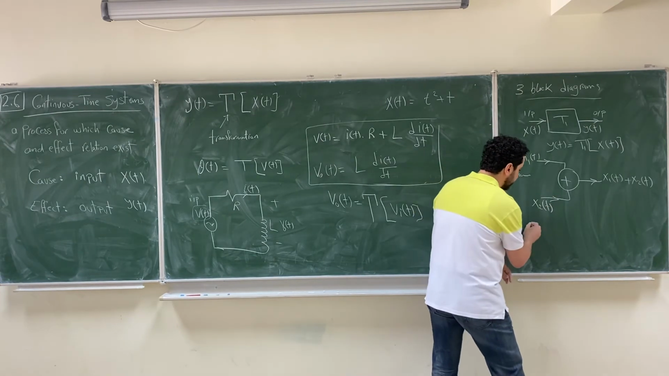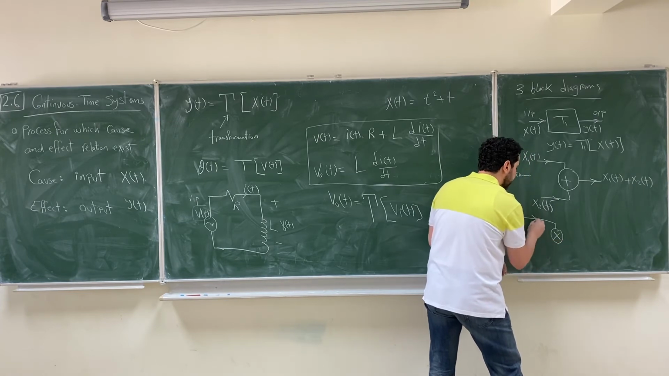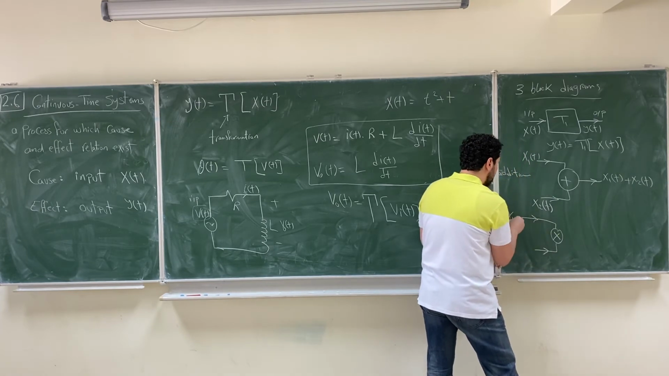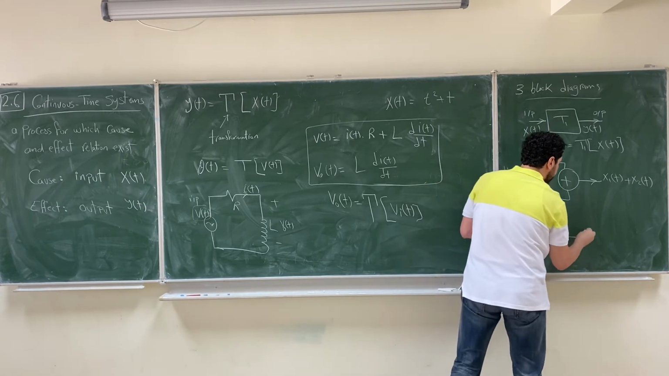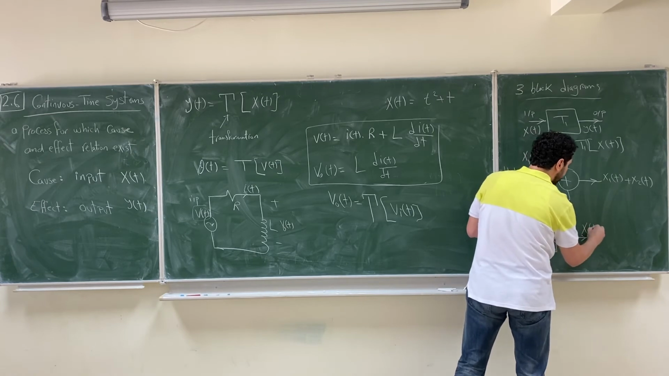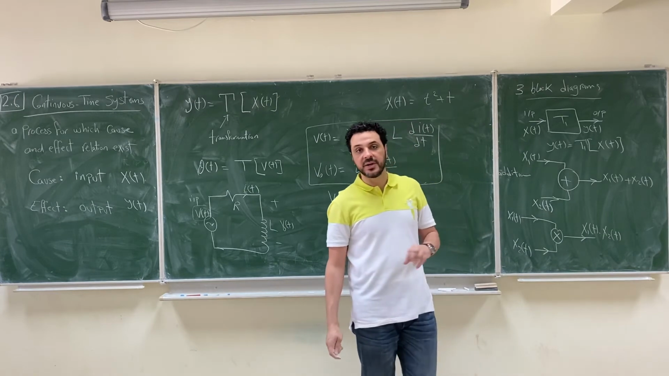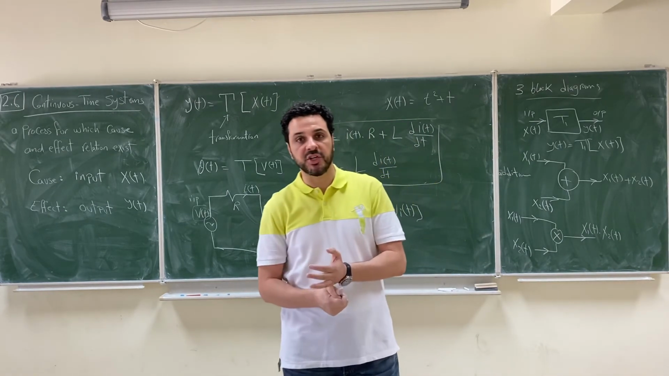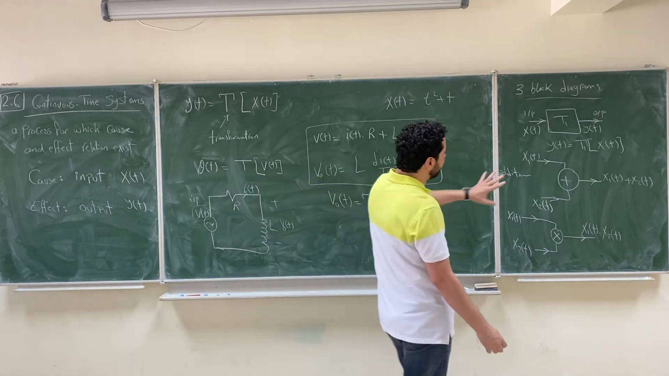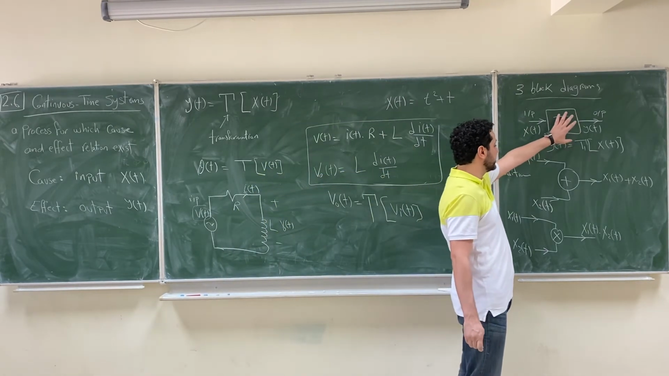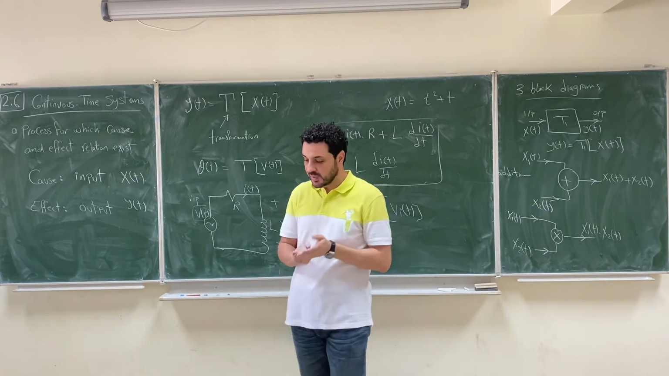Also the multiplication. So we have the multiplication between two signals, let's say x1 and x2. The output will be the multiplication between x1 and x2, and again this block can also be implemented in practice. So in practice we can implement addition between signals, we can implement multiplication between signals, and we can implement a certain system like an amplifier or something. So these three blocks we are going to use to connect different systems together.